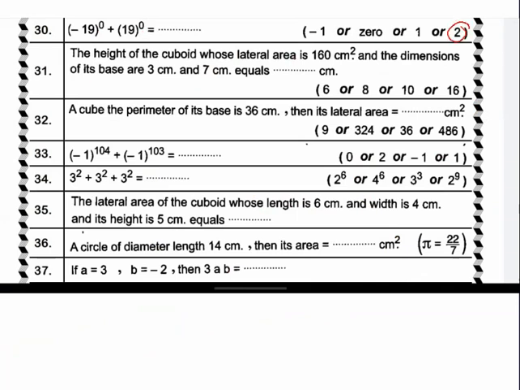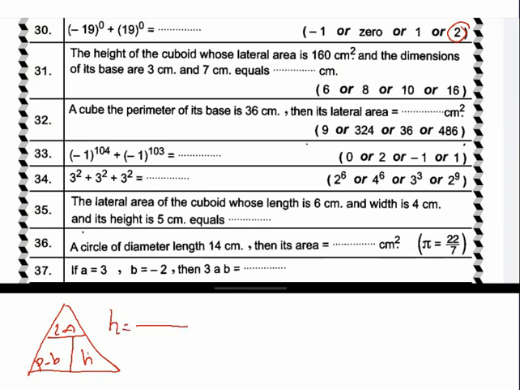Height of a cuboid whose lateral area is 160, dimensions of its base 3 and 7, equals. Firstly, you want to get the height, so you should draw the magic triangle. Lateral area equals perimeter of the base times height. Okay, I want the height, so hide height.